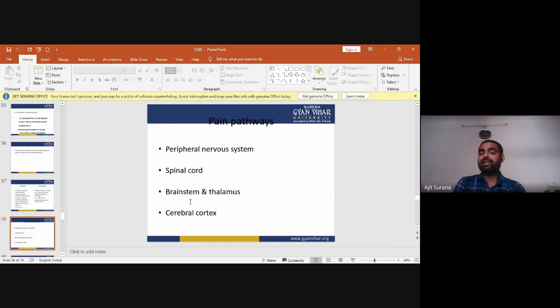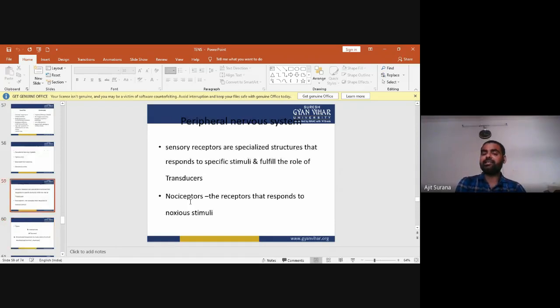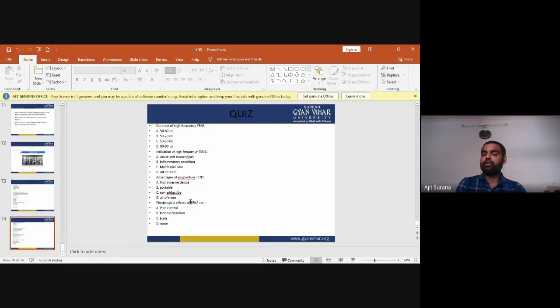This is all about the TENS and its types. The full form of TENS is transcutaneous electrical nerve stimulation, where transcutaneous means through the skin. TENS is of five types.